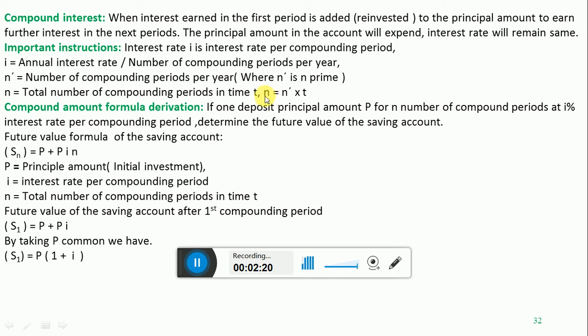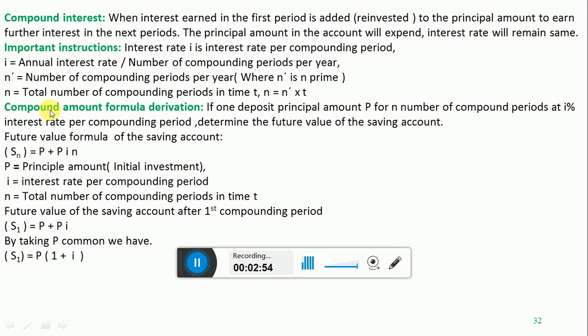How can one compute the total number of compounding periods? By multiplying the number of compounding periods per year with the total number of years, as the formulation given here to compute the total number of compounding periods in time T. N is equal to N prime multiplied by T. I am again repeating, I is the interest rate per compounding period, N prime defines the number of compounding periods per year, and N defines the total number of compounding periods in time T.